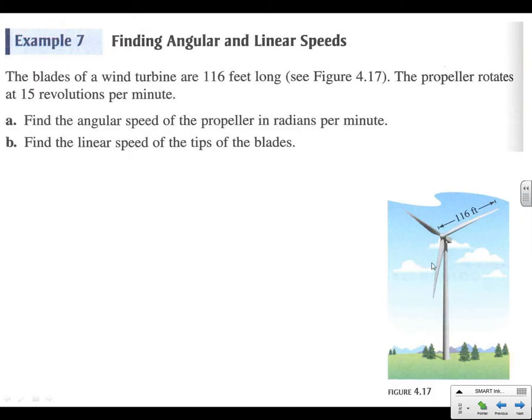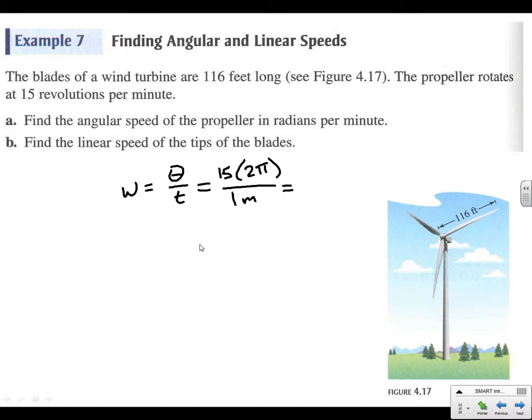The blades of a wind turbine are 116 feet long. The propeller rotates at 15 revolutions per minute. Find the angular speed of the propeller. All right, so angular speed, omega, is theta over t, in radians per minute. How many radians does it go through? 15 revolutions means 15 circles. How many radians in a circle? 2 pi. So 15 revolutions means 15 times 2 pi. Now what's our time? Time is 1 minute.